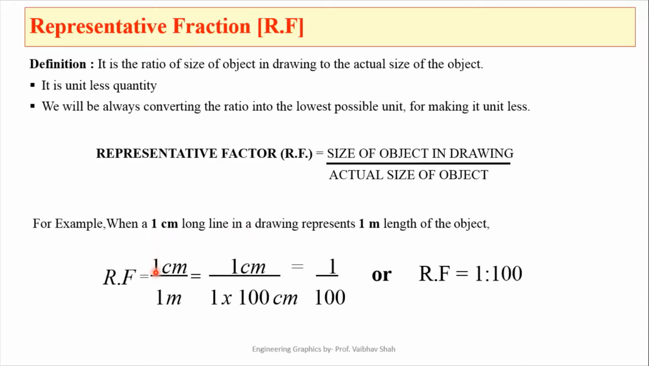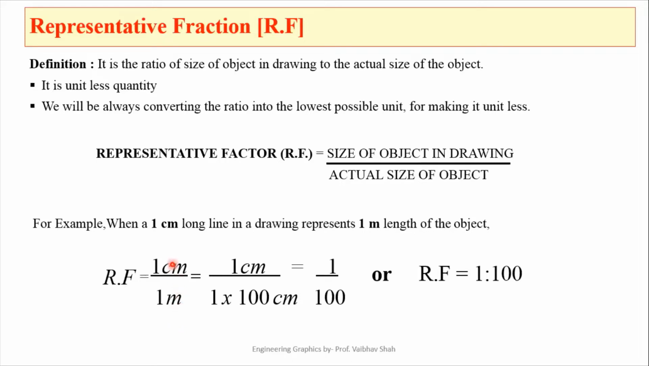So the size of the object in the drawing is nothing but your 1 centimeter, so let us put 1 centimeter here. Next, the actual size of the object. It represents a 1 meter length of the object. So our actual object is of 1 meter length. That means our actual size must be 1 meter. So let us put 1 meter here.